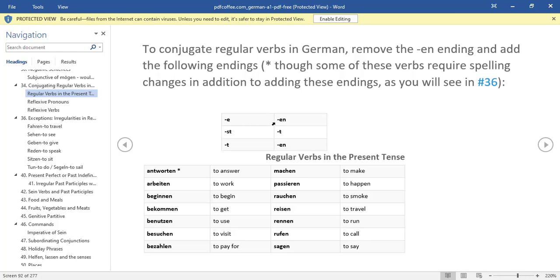Then the next one is ihr. Ihr is going to take the T at the end. So it's going to be ihr antwortet mein Handy.